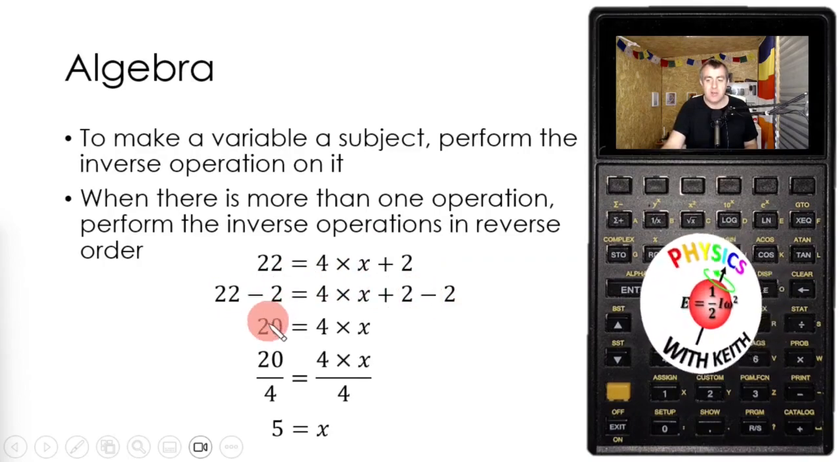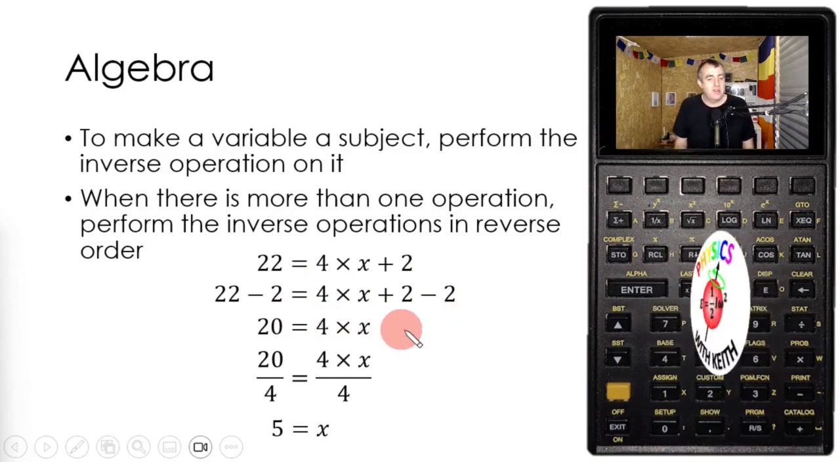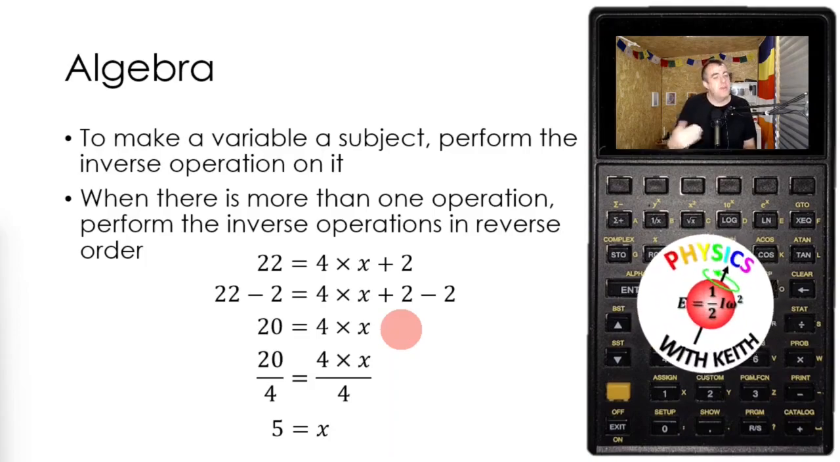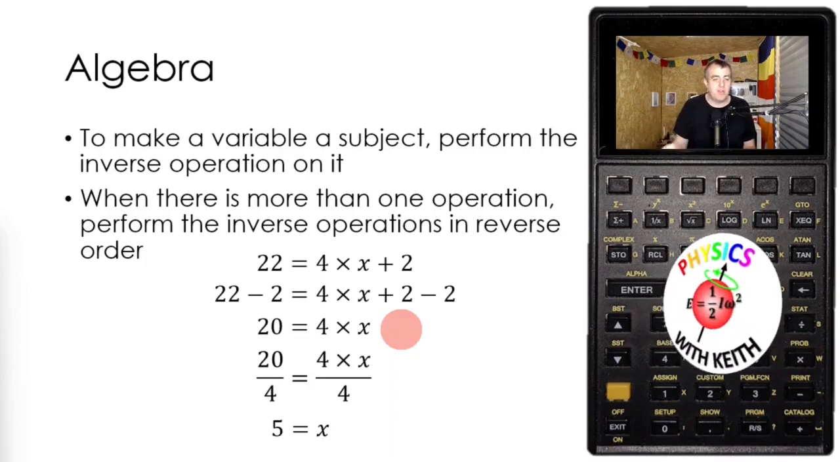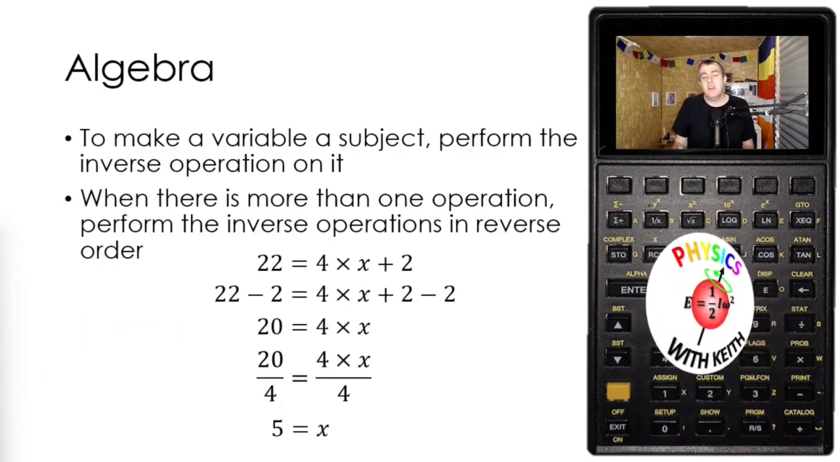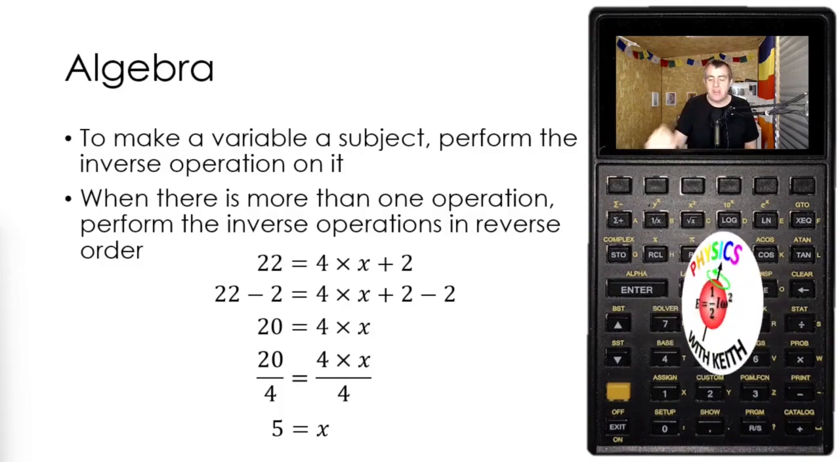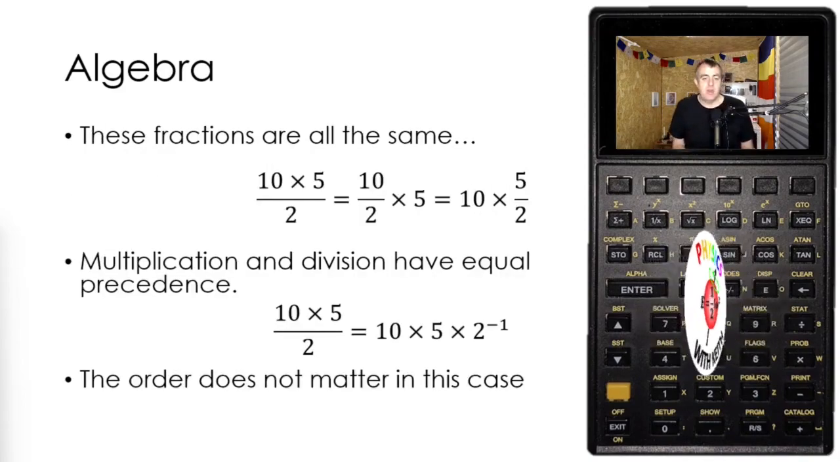22 subtract 2 becomes 20, and all of this subtract 2 just becomes 4 times x. Now, what's the opposite of multiplying x by 4? It's dividing by 4. So we do that to both sides to get 5x. In the early days of doing algebra, you really do want to lay out all of those steps. It is important. Now, things to bear in mind with fractions.